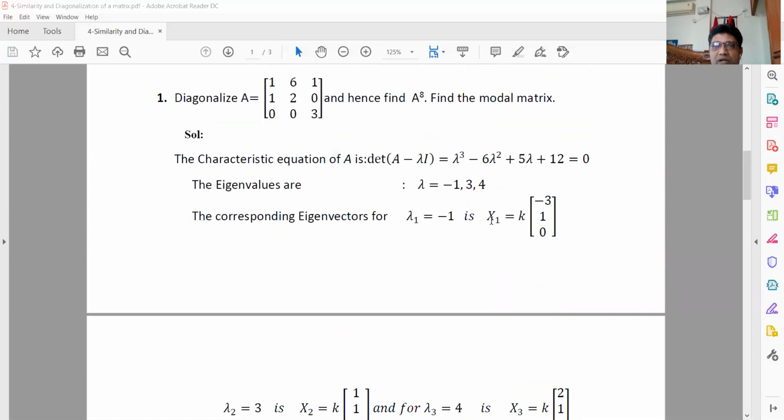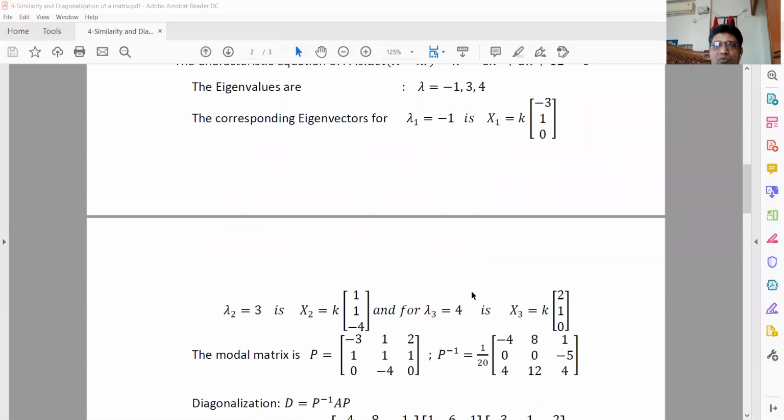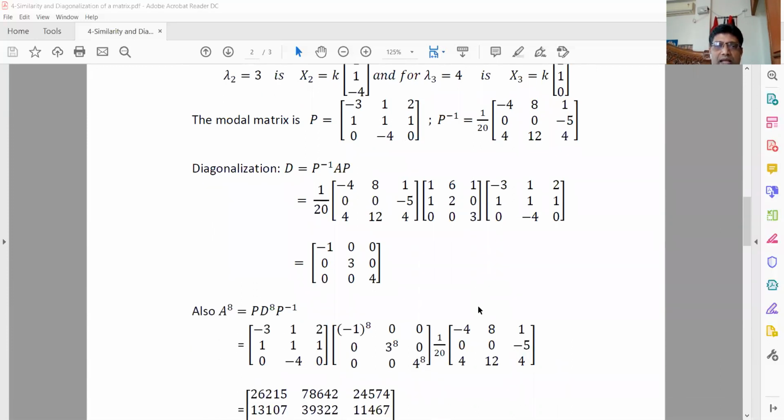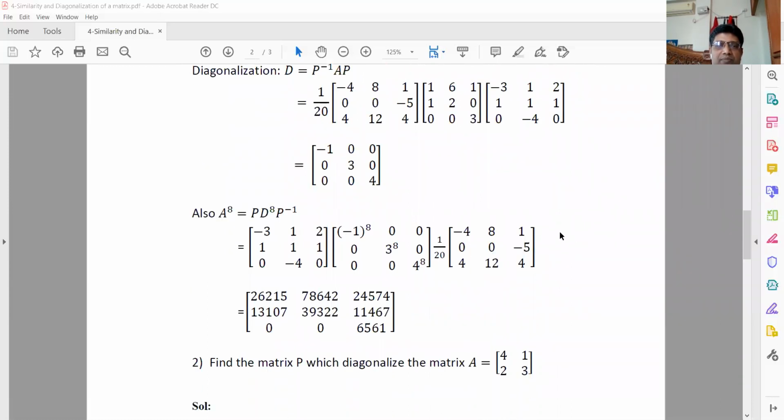That is what the eigenvalues we got: minus 1, 3, 4. While writing this, you can take x2 as first, x3 as second and x1 as first, in any order you can write this. Accordingly you will get this diagonal matrix. So I got the diagonal matrix and he is asking A power 8 also.